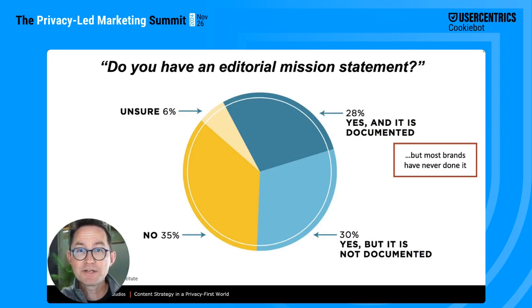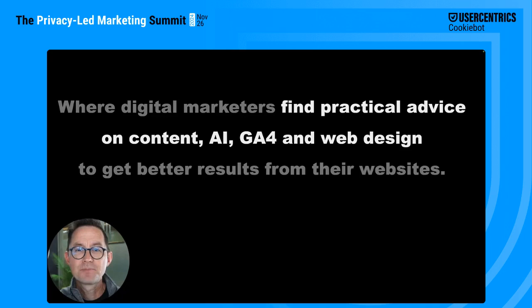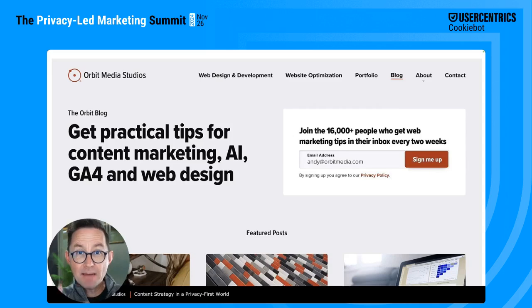Only 28% of brands have ever documented their content mission statement, which is a problem because the content mission statement is really what becomes the call to action to subscribe, right? This is your CTA. You can just adapt that to be your CTA. Watch. Our content is where you find practical advice on content, AI, GA4, and web design. That becomes our CTA. That's the top of the blog. That's why you would subscribe.